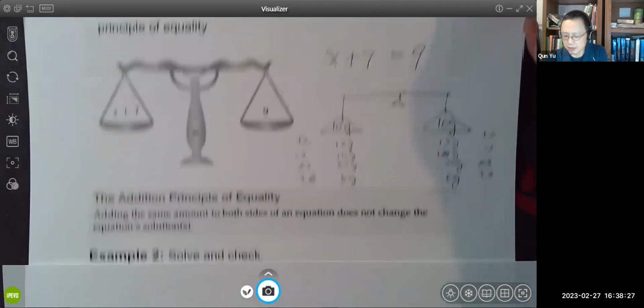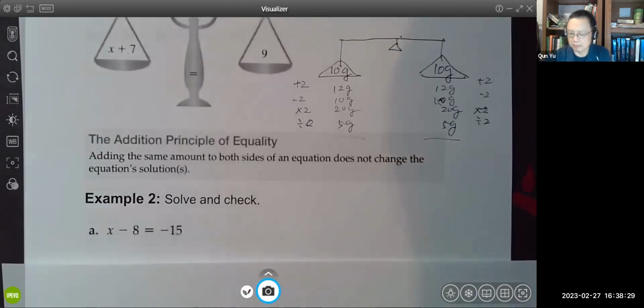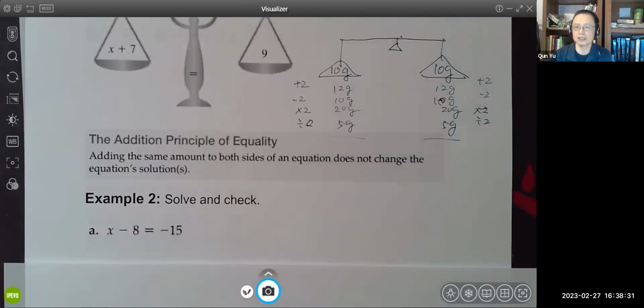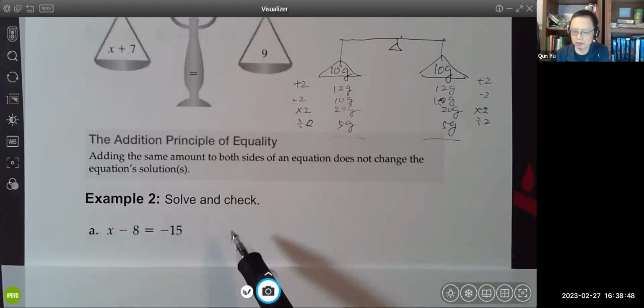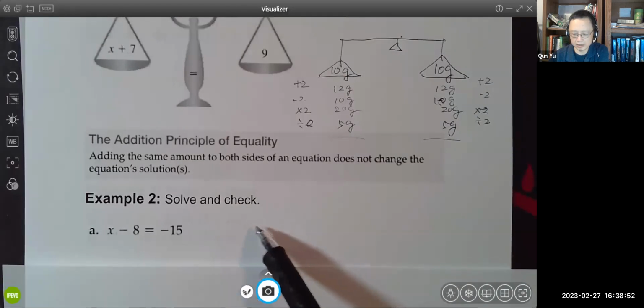Okay, now let's look at our second example. We are going to use this addition principle to solve this equation. And no matter how complex or how simple an equation is, our goal is to have the unknown variable on one side by itself, so that you have x on one side by itself, and on the other side you have a number. We call it the solution, right?